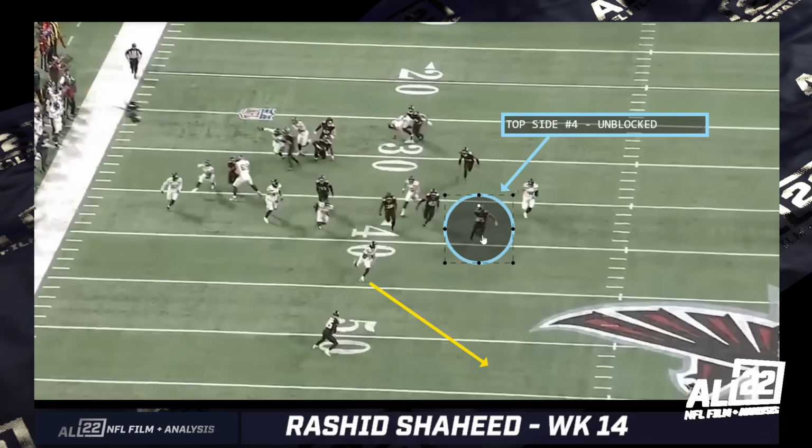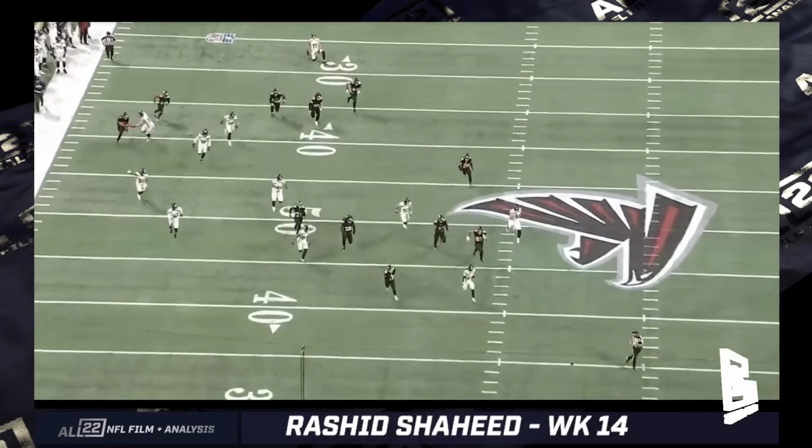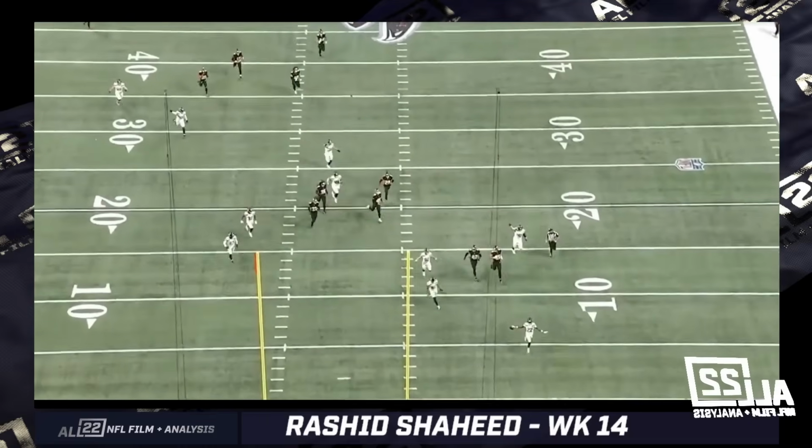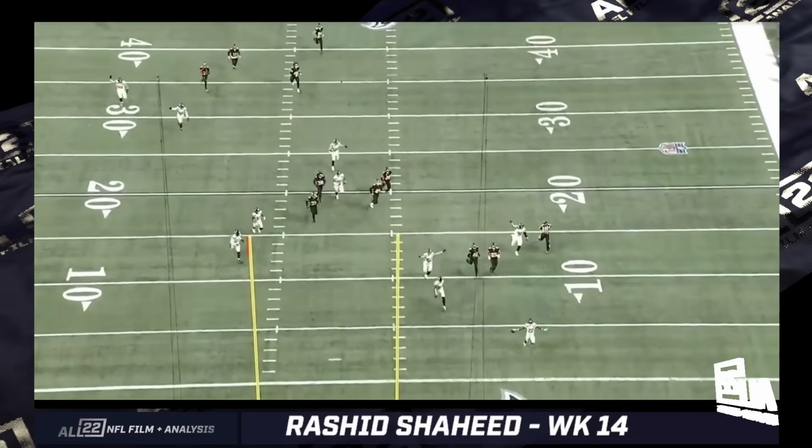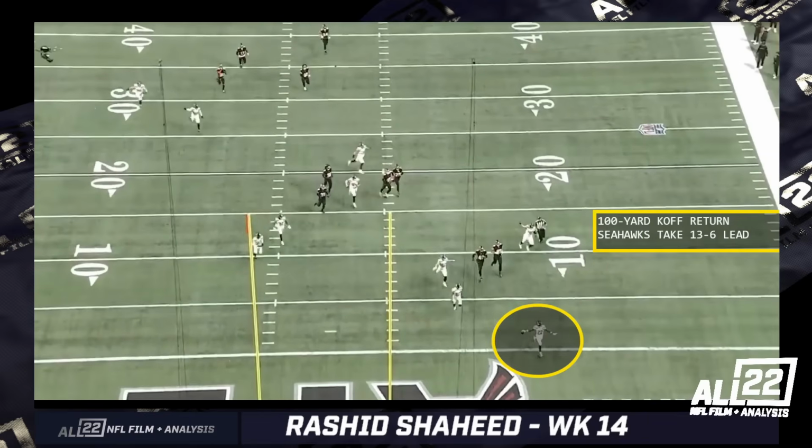But in any case, here's the top side number 4 who was unblocked. It's over at this point. Shaheed takes it back to the house. I don't know, what were your thoughts when you saw this happen as a Seahawks fan after going through a difficult first half, and then Shaheed finally gets loose, I think his first touchdown in Seattle, well, technically in Atlanta.